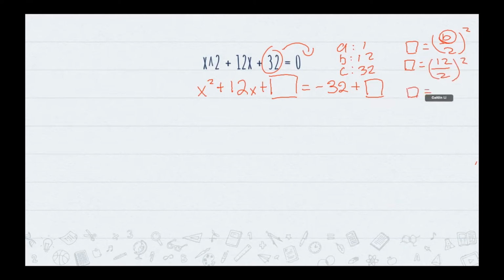And so 12 divided by 2 equals 6 squared. And combine this, which is 6 times 6, will equal 36. And now we replace 36 into our boxes. And we combine. So negative 32 plus 36 will equal 4. And we bring everything down.